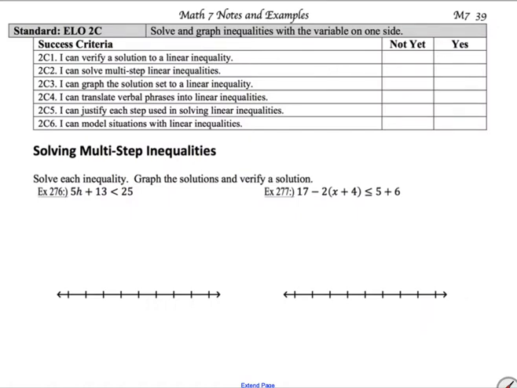Okay, in this lesson, we're going to be covering all 6 of the success criteria. I can verify a solution to a linear inequality. I can solve multi-step linear inequalities. I can graph a solution set to a linear inequality. I can translate verbal phrases into linear inequalities. I can justify each step used in solving linear inequalities, and I can model situations with linear inequalities.